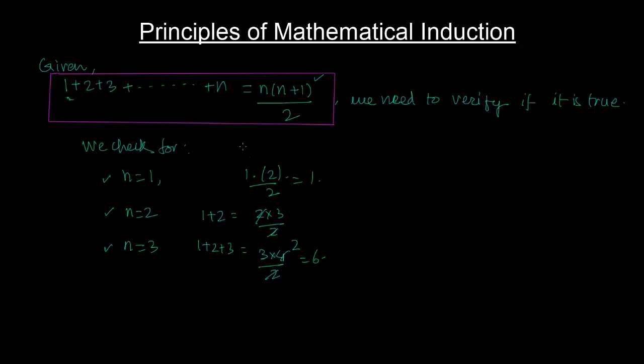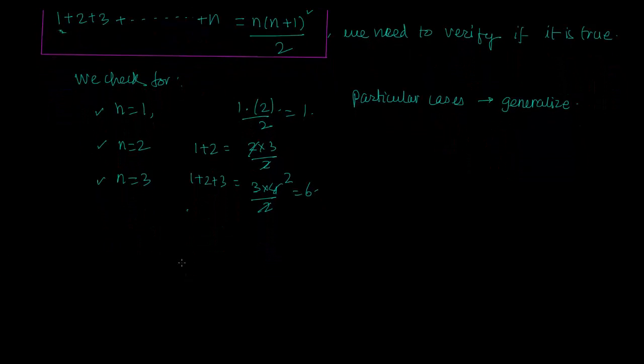Now, what do I do? This is where mathematical induction comes in. What do I have to do? I have to test it through particular cases and then I have to generalize it, right? I have to start from the particular cases, and then I have to generalize it. That's what it does, correct? But then how do I achieve it? Obviously, this is not a way. I cannot start doing it for all the natural numbers. So what do I do? I'll have to do something else.